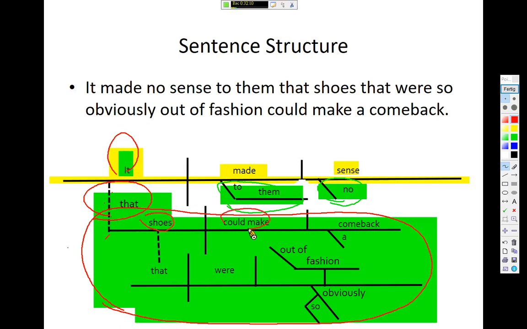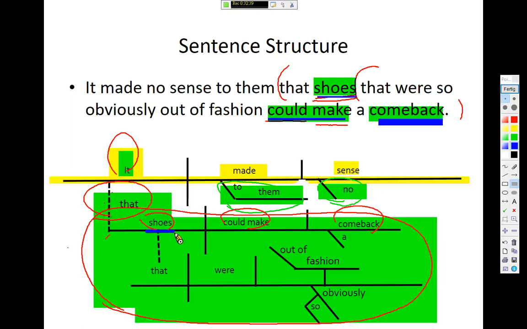Shoes could make comeback. Let's look at here. Shoes could make comeback. So let's see the subject in the non-clause is shoes, right? Could make comeback. So let's see this one. Shoes could make comeback. Do you see the relation between this? So how many comeback? So there's only one. Modify comeback. Could make. And shoes is modified by that were so obviously out of fashion. So you can see this one is used to modify shoes, right?